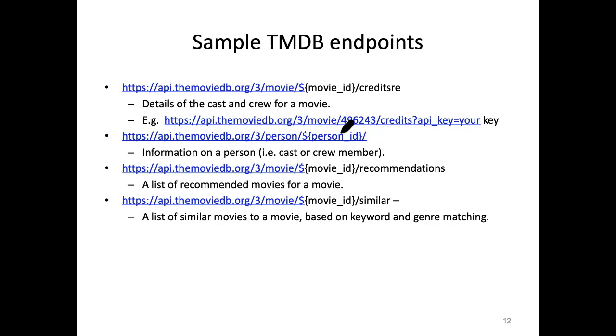This URL returns detailed information on a particular person. This URL is an example where you're getting a list of recommendations associated with a movie. This one returns a list of similar movies to a movie. Similarity is based on the genre of this movie and some keywords associated with this movie, as stored in TMDB. You can't control the keywords.